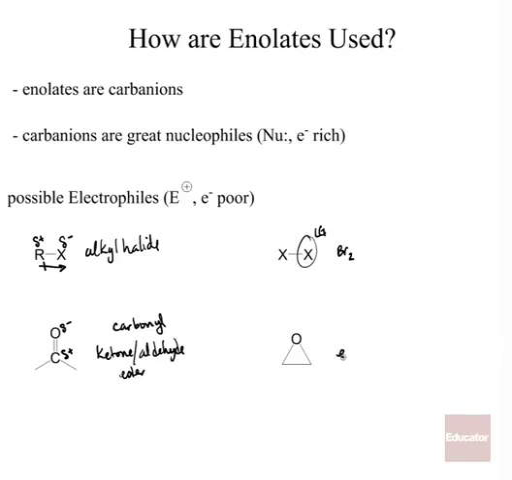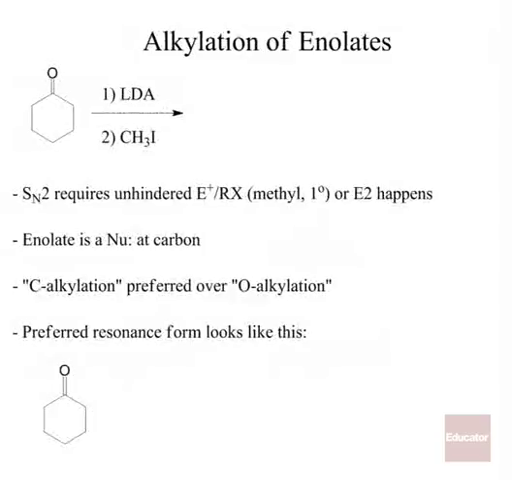And finally, an epoxide would be a good electrophile as well. Remember, the carbons of the epoxide are partially positive because the oxygen pulls electron density. There's a lot of ring strain involved in that three-membered ring, and so those also readily react with nucleophiles. So let's look at some of these examples. The first one, reaction of an enolate with an alkyl halide, is described as an alkylation reaction. And let's take a look at this reaction sequence.